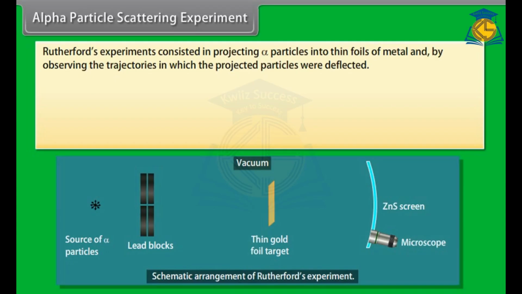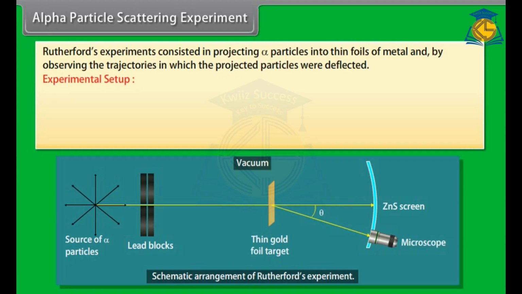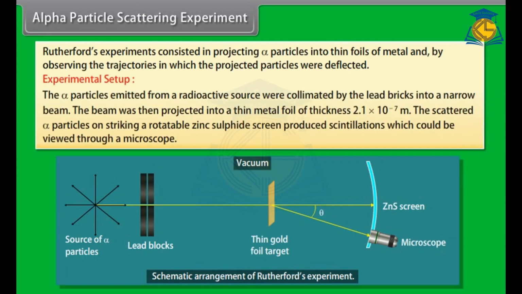scattering experiment. Rutherford's experiments consisted in projecting alpha particles into thin foils of metal and observing the trajectories in which the projected particles were deflected. Experimental setup. The alpha particles emitted from a radioactive source were collimated by lead bricks into a narrow beam. The beam was then projected into a thin metal foil of thickness 2.1 × 10 raised to the power minus 7 meter. The scattered alpha particles, on striking a rotatable zinc sulfide screen, produced scintillations which could be viewed through a microscope.